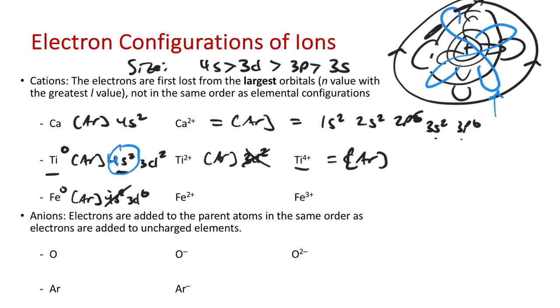But if we're taking 2 electrons away, the largest ones are removed first. So the configuration of iron 2+ would be argon, 3d6. And then iron 3+ just takes 1 away from the 3d. So we'd have argon, 3d5.